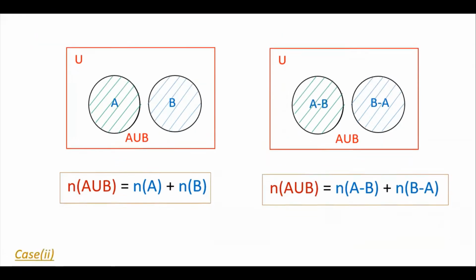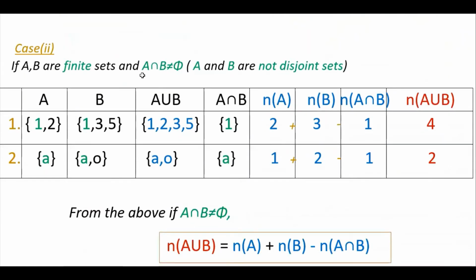And in the second case, if A intersection B is not equal to an empty set, that means A and B are not disjoint sets. So there are some common elements, and A and B are finite sets.